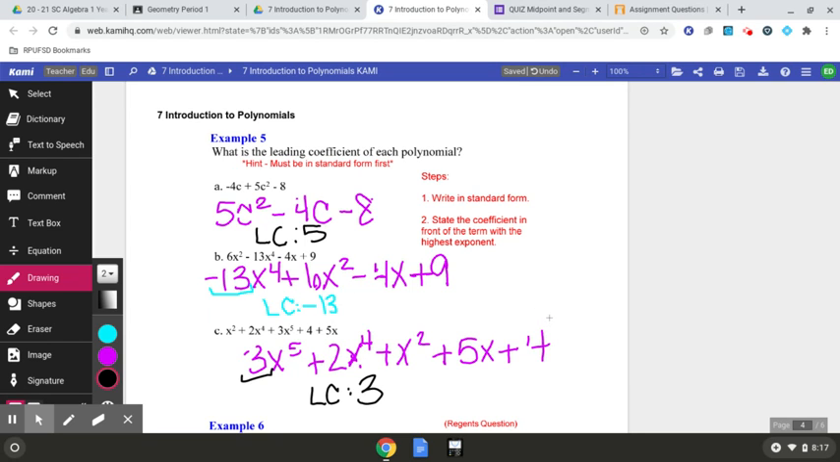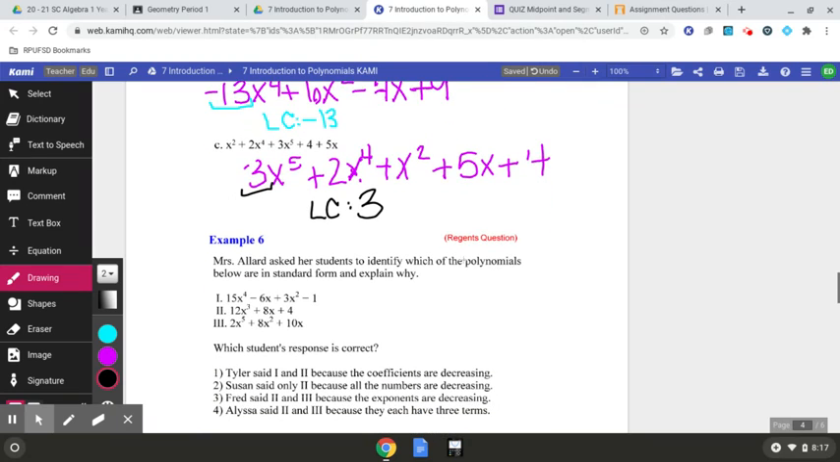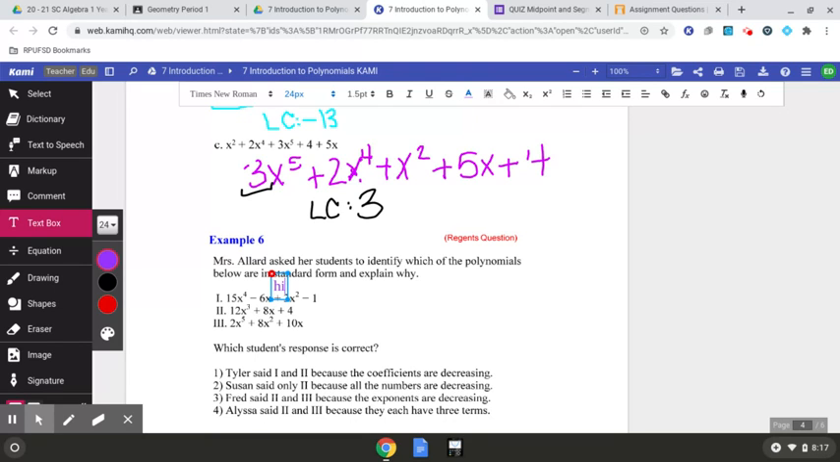Okay, so hopefully you did well with that when you tried it. The next one is actually a sample Regents question. Although you're not taking it this year, it is important that you understand how to answer these questions. It says, Mrs. Allard asked her students to identify which of the polynomials are in standard form. Well, we know that standard form means highest to lowest exponent. So we're just going to go through and see which ones are in standard form.